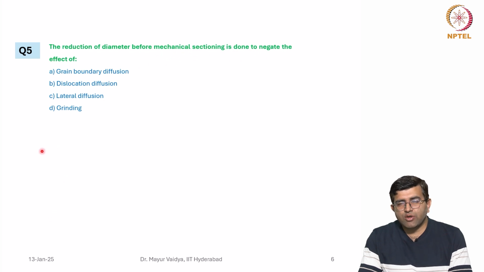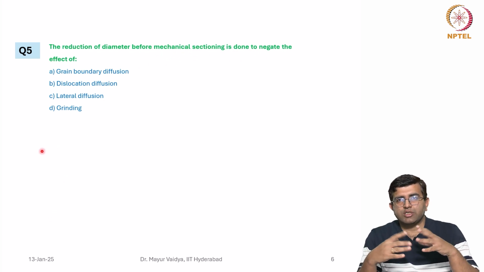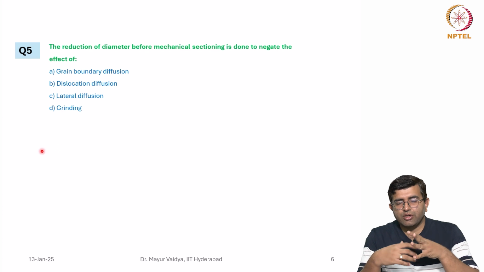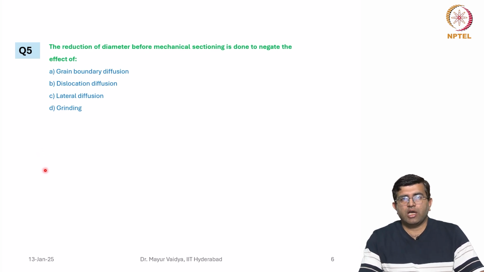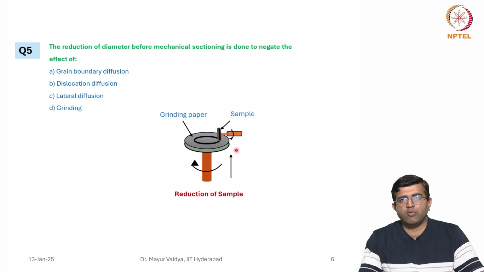So, this reduction of diameter is talked about in the context of radiotracer diffusion. In radiotracer diffusion, after the annealing is done, usually we saw that the reduction of the sample diameter is done using a setup like this, where this is your grinding paper, and the sample rotates on this, which leads to the reduction in the diameter. This is done to negate any of the lateral diffusion effect.